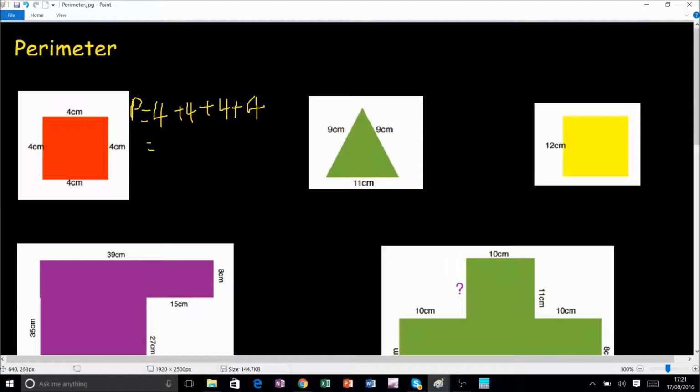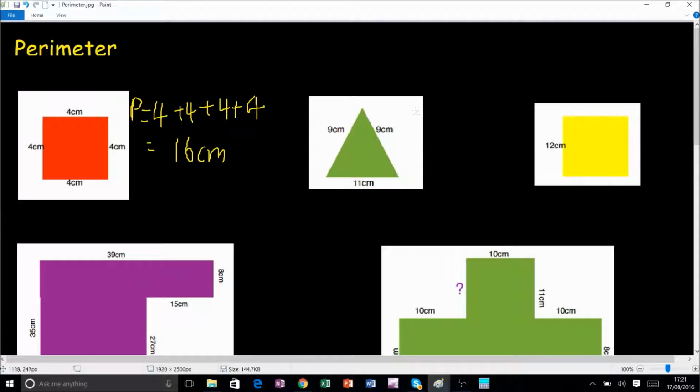So 4 plus 4 plus 4 plus 4 is basically going to give us 16 centimeters. So the perimeter of this shape is 16 centimeters. It basically means the total distance around the shape is 16 centimeters. Let's look at another example.